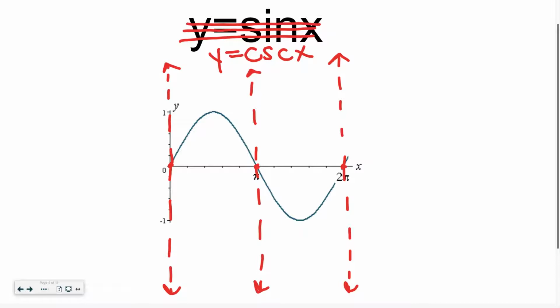Now, if we take the sine of pi over 2, what's the sine of pi over 2? The sine of pi over 2 is 1. Thank you. We might get to use a circle quiz this week before our test, huh? The sine of pi over 2 is 1. What's the reciprocal of 1? 1. So this coordinate gets to stay as 1.